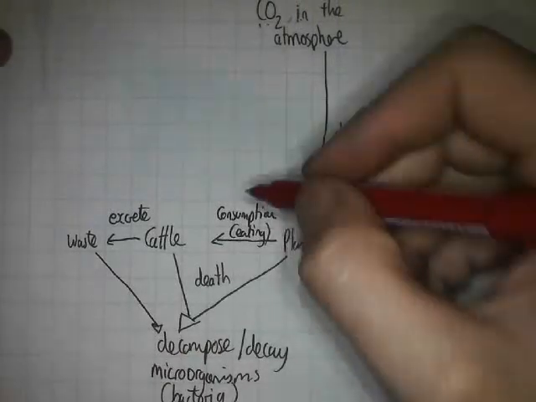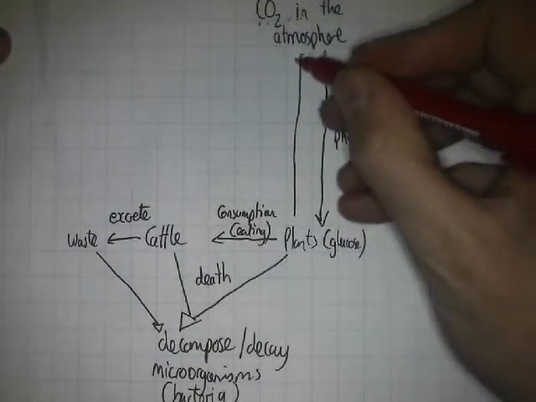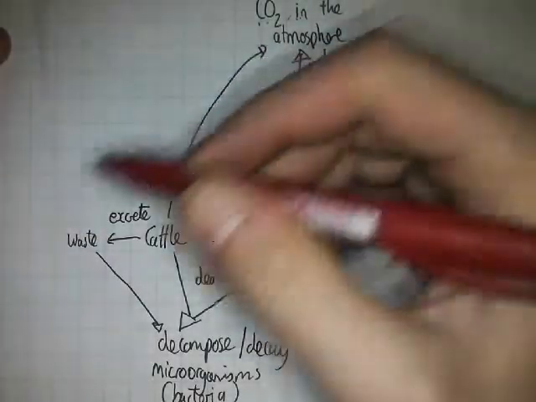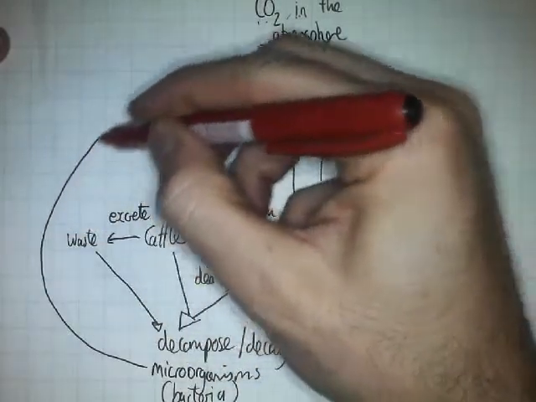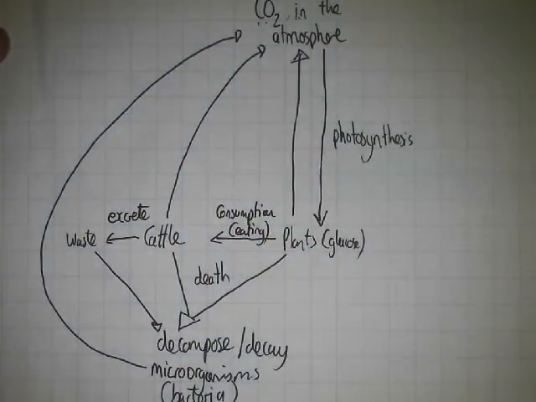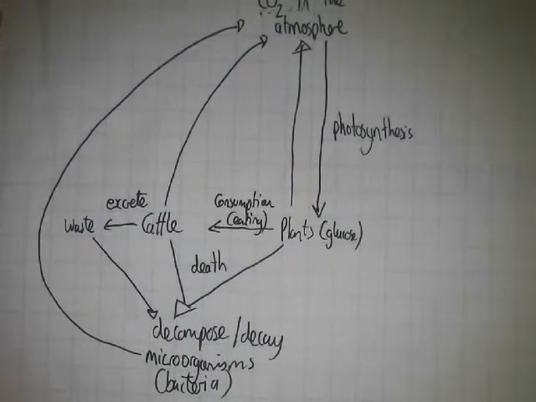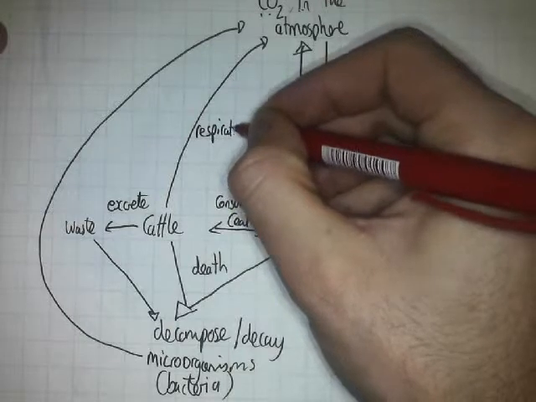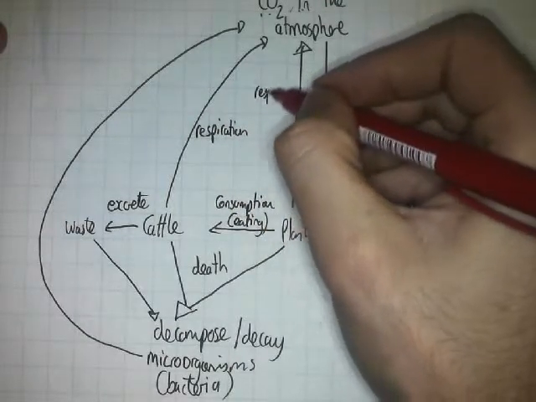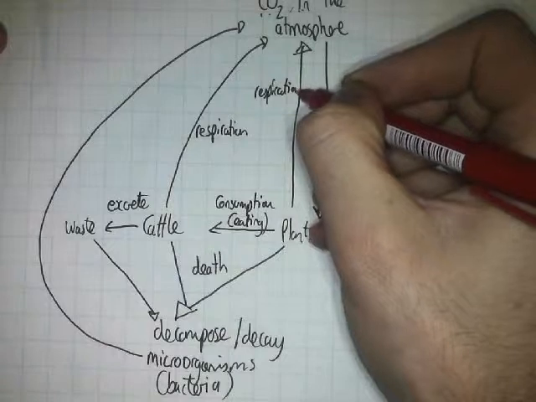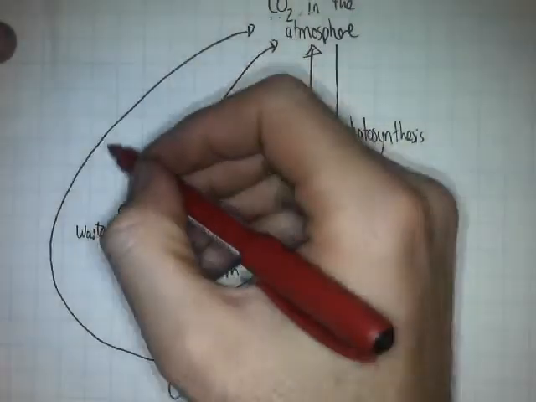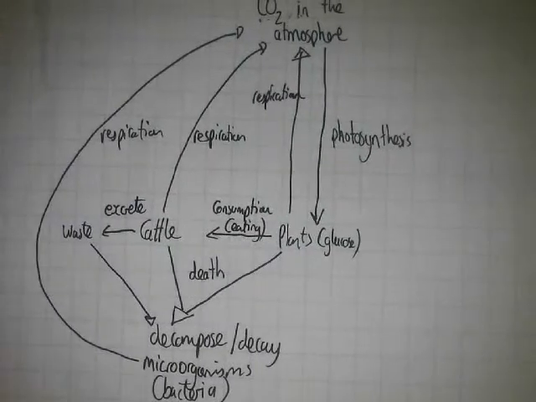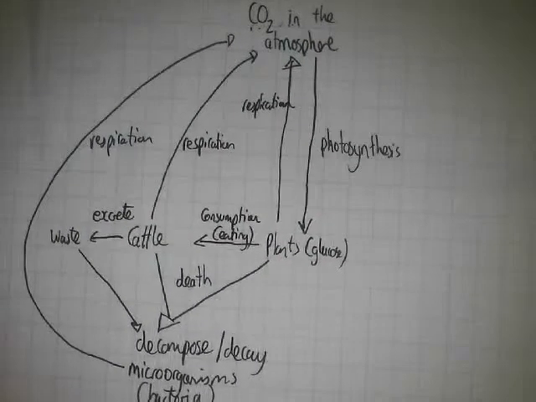So where are the living things on my diagram? Well, I've got a living thing here. The plant lives. Cattle lives. Microorganisms are alive. And they are all putting CO2 back into the atmosphere through respiration. Right, so it's a beautiful carbon cycle.